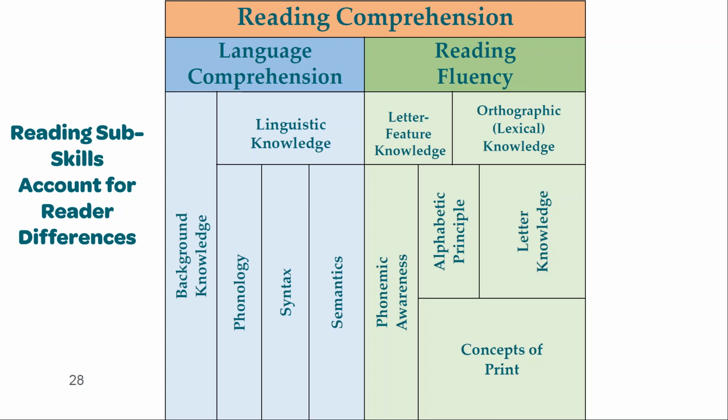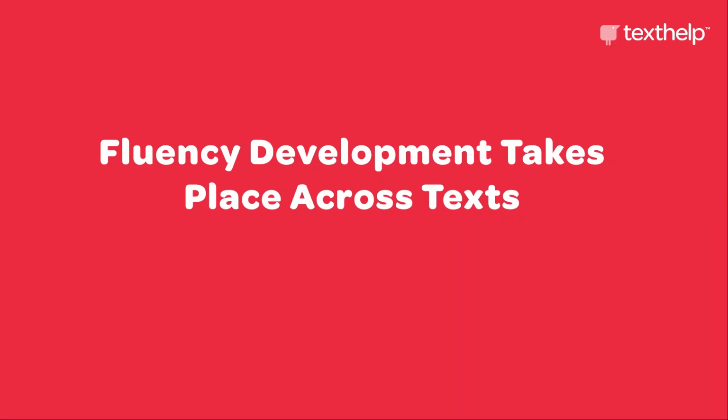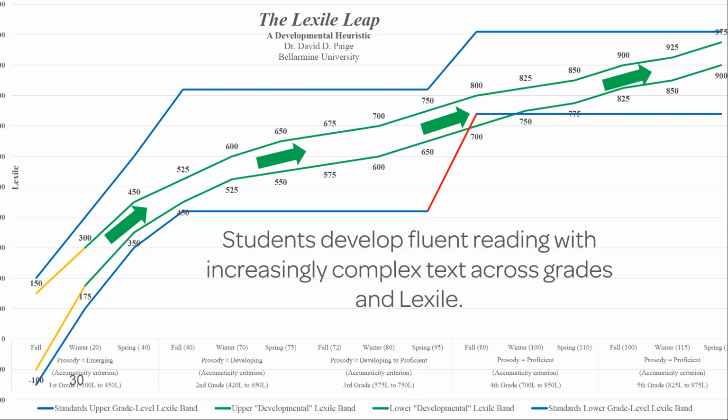So there's a lot that goes into all of this, and I think the more that we understand these various skills and sub-skills and understand our students and the backgrounds that they're coming from, the better job we can do in helping them to learn to become readers. And so this really gets to the heart of differentiation of instruction and why it's important, because of the variance that we have among students in these sub-skills. So fluency development takes place across text.